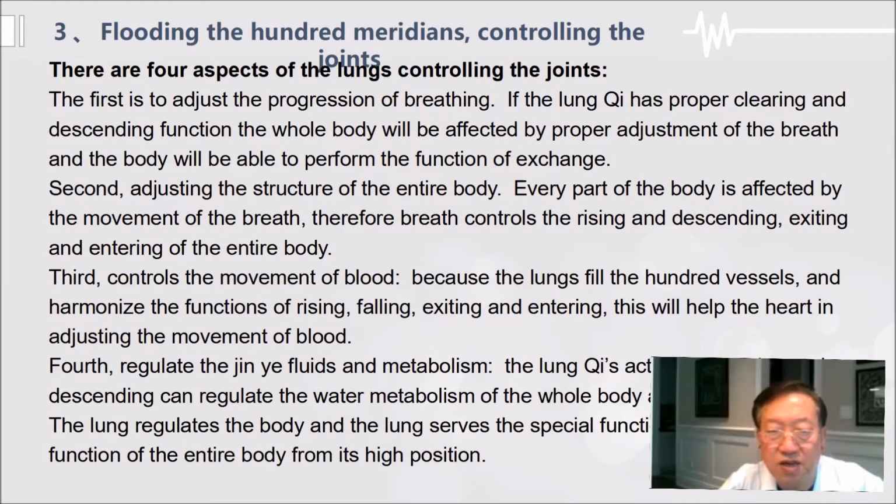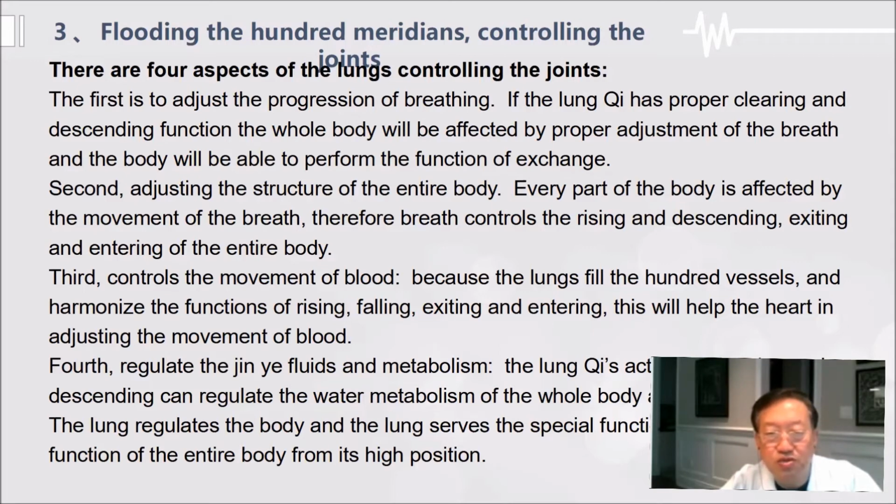There are 4 aspects of the lung controlling the joints. The first is to adjust the progression of breathing. If the lung qi has proper clearing and descending function, the whole body will be affected by the proper adjustment of the breath, and the body will be able to perform the function of exchange. Second, adjusting the structure of the entire body, every part of the body is affected by the movement of the breath. Therefore, breath controls the rising and descending, exiting and entering of the entire body.